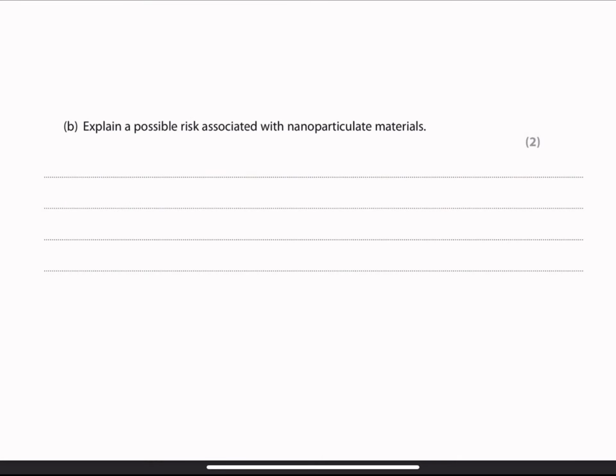Now moving on to part B: explain a possible risk associated with nanoparticulate materials, and it's worth 2 marks. Again, first thing we do, we highlight bits of the question. It's worth noting there is never a right answer for which bits you highlight. It's just what sticks out to you. So this is what would stick out to me had I been sitting this exam.